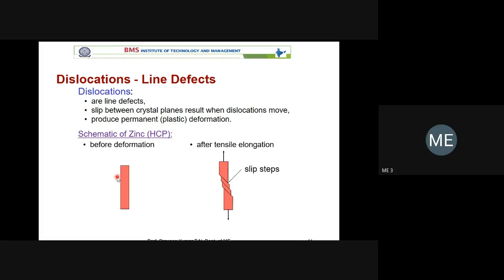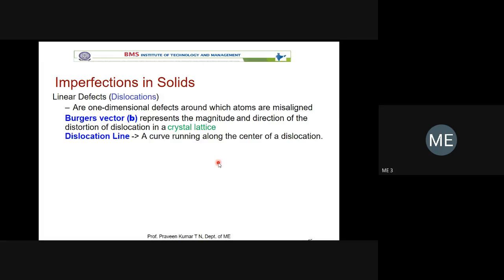This is the zinc grain. It is before deformation. Once it is subject to elastic loading, tensile loading, now n number of slip planes take place. Don't think that this total length is around 1 foot, similar to your tensile test specimen. It is not 1 foot. It is hardly a few microns or 1 mm or 2 mm. This one is a schematic diagram. We are talking about the linear defect, dislocation.